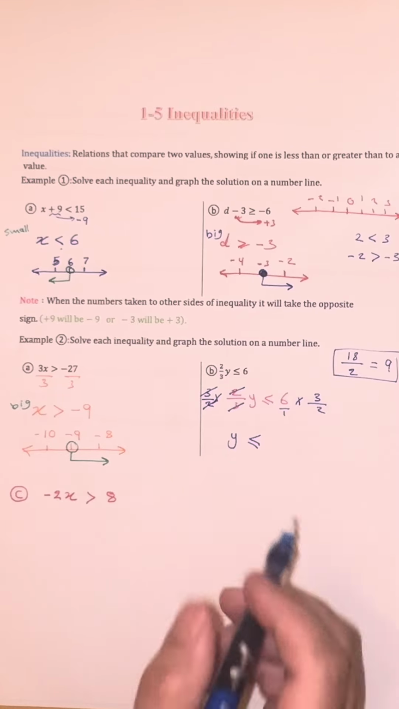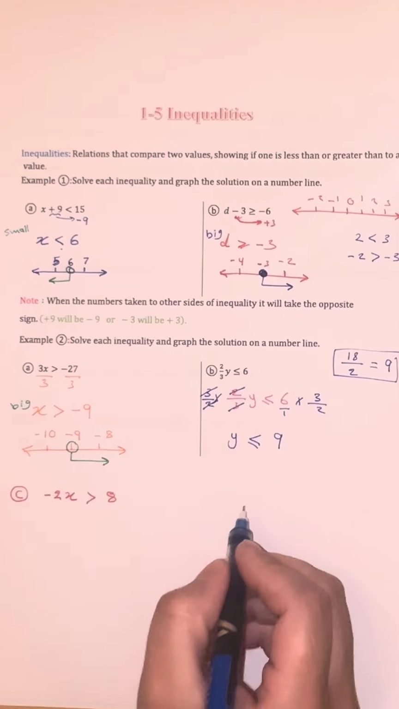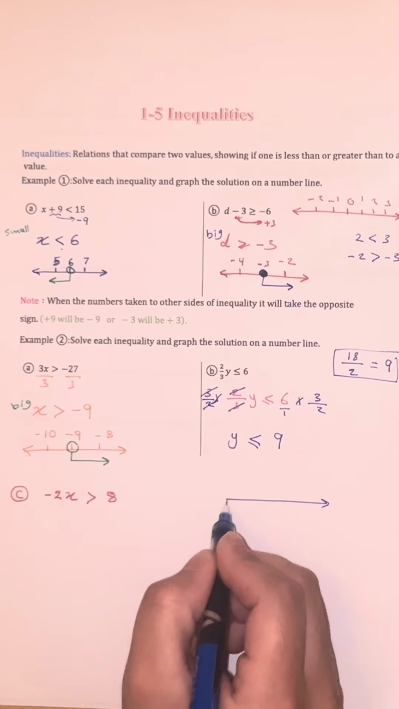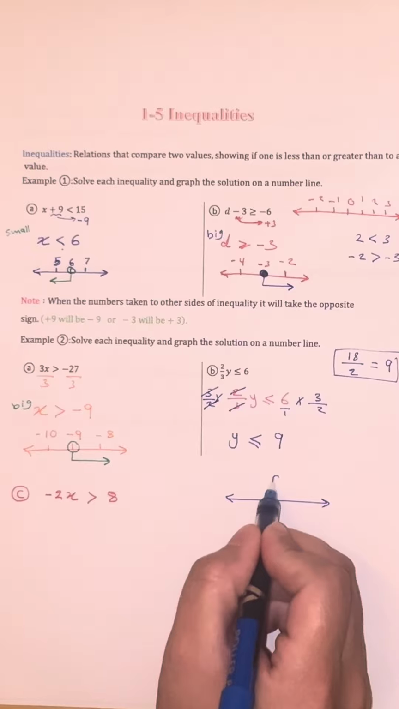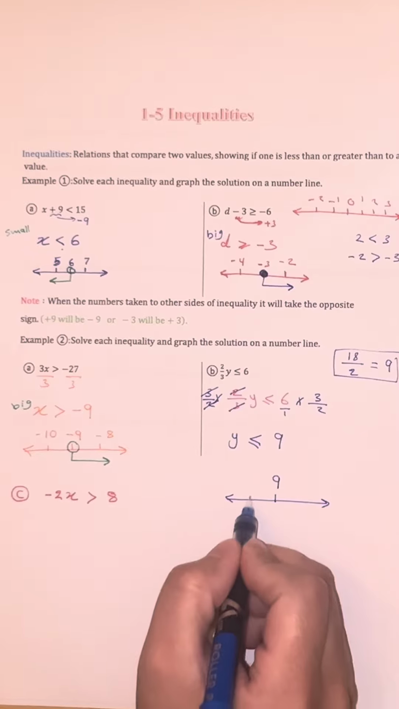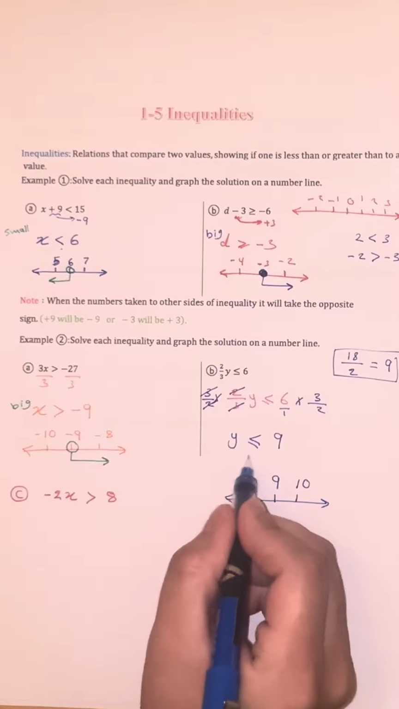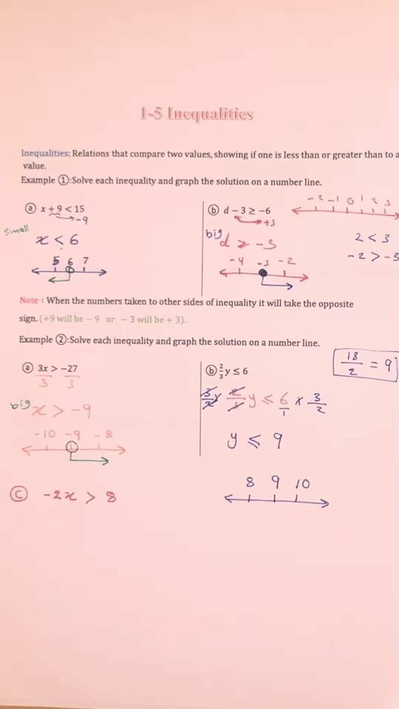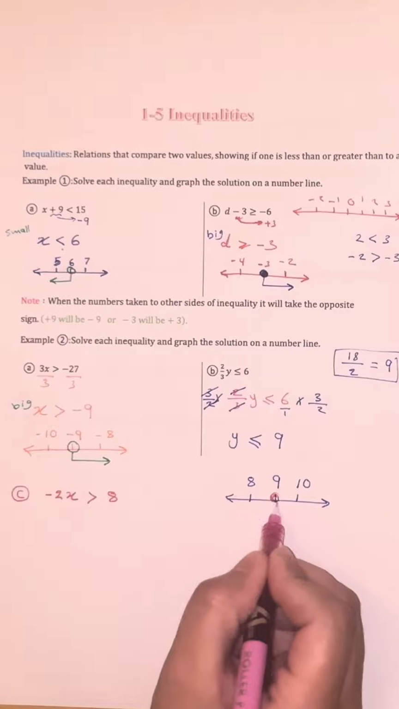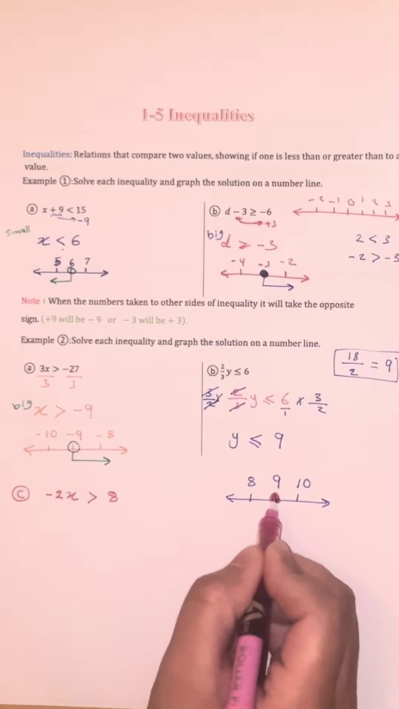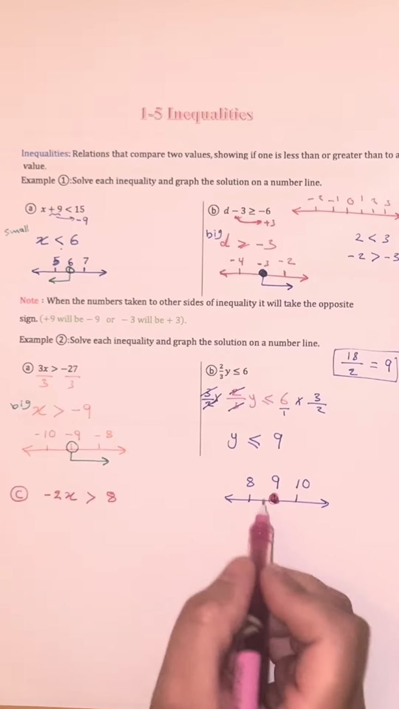Okay? It will be 9, the result. Y is less than 9. We have a positive number, 9. Okay? Smaller than 9 is 8, greater than 9 is 10. We have an equal sign with the symbol, so I will draw a closed circle or a full circle.